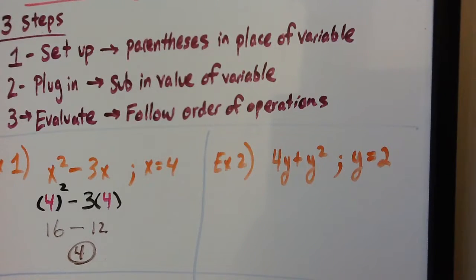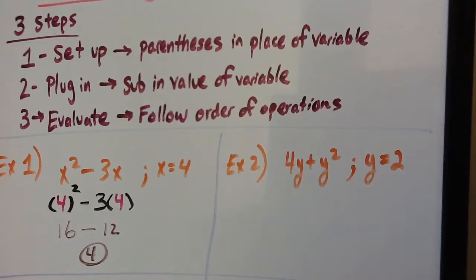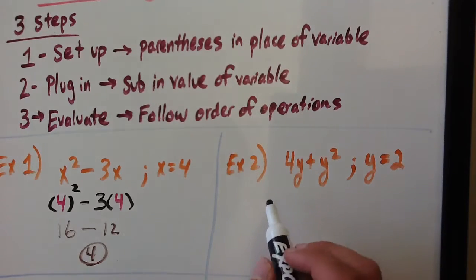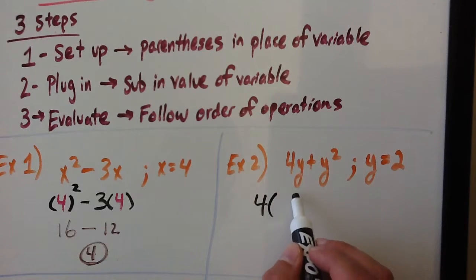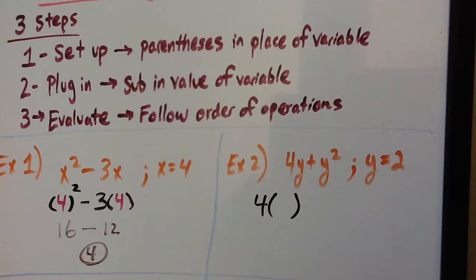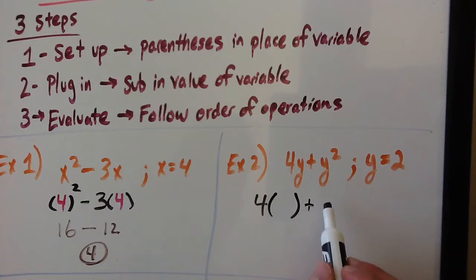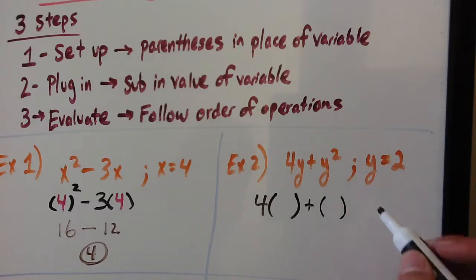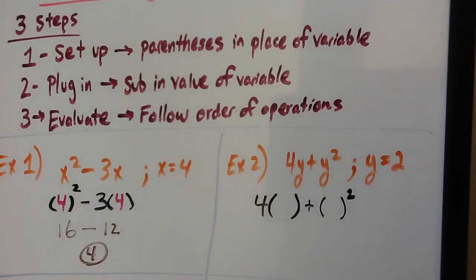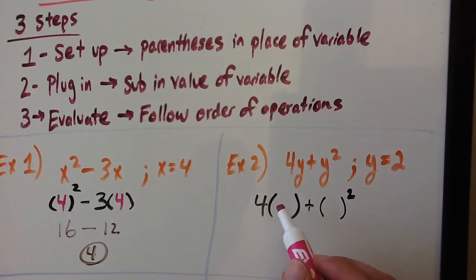Example number 2, we have 4y plus y squared. That's our expression, and we're told that y is equal to 2. So step number 1, set up. I'm going to set up 4y, so there's the variable. I'm going to put parentheses instead, plus y, parentheses in place of the variable, squared. That's step 1. I've set it up. Now plug in. Y is equal to 2, so I'm going to put 2 in the place of y, 2 in the place of y.